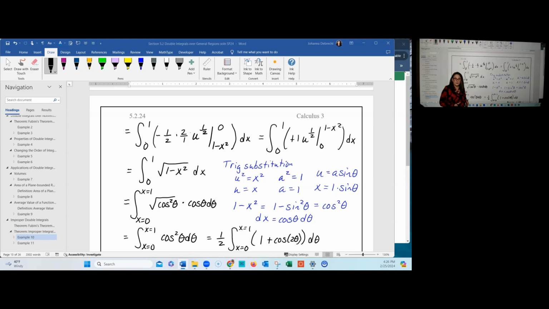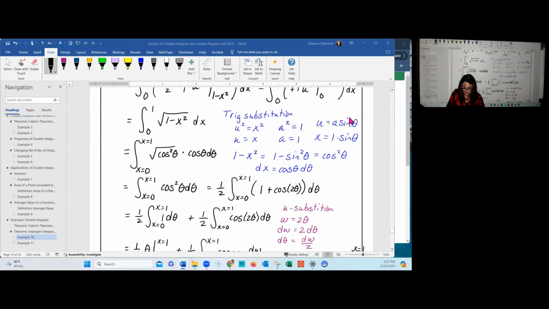Then we need to find the derivative of x with respect to theta, which, since x is sine theta, gives us cosine theta d theta. Substituting each piece into the original integrand, we get the square root of cosine squared, which gives us cosine theta, times another cosine theta, d theta. This will give us cosine squared of theta d theta. Notice I did not change my limits of integration since I intend to go ahead and stick with x from 0 to 1. In that case, I have to write the x equals 0 and x equal 1.